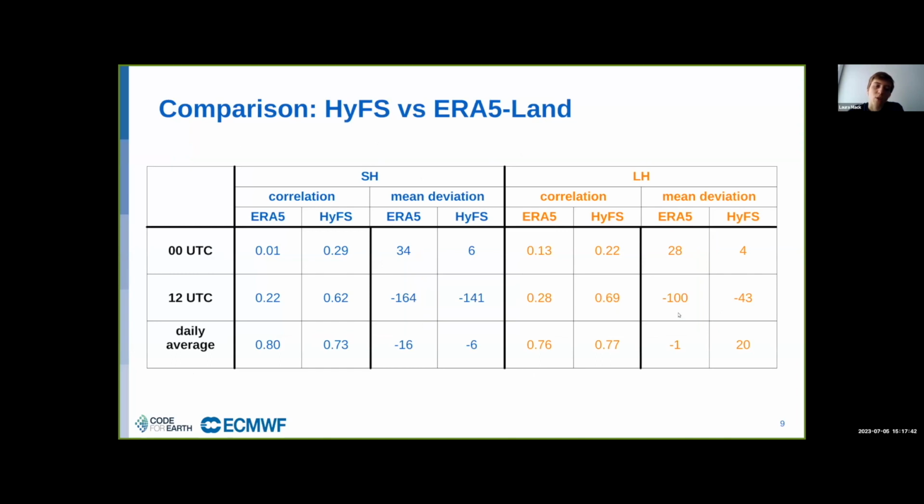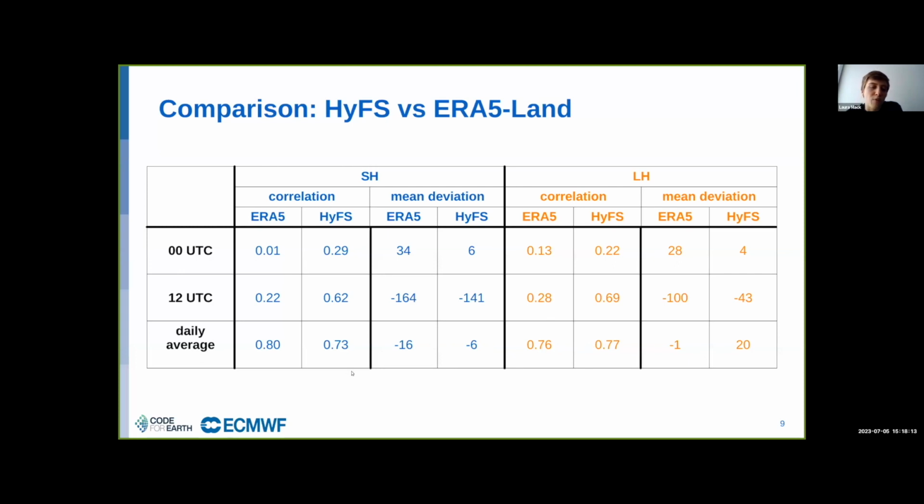And yeah, now this was all on this hydrological model. So if we compare this to ERA5, that's a big table, but maybe if we look first at the last row, for example, this is again the daily average values, then you can see that for ERA5 land, for sensible heat flux, we have a slightly higher linear correlation, but also slightly, in absolute value, slightly higher mean deviation. And for the latent heat flux, the values are quite similar.